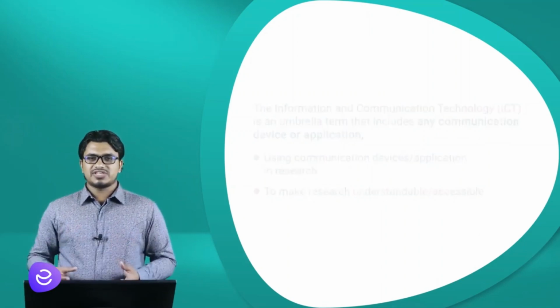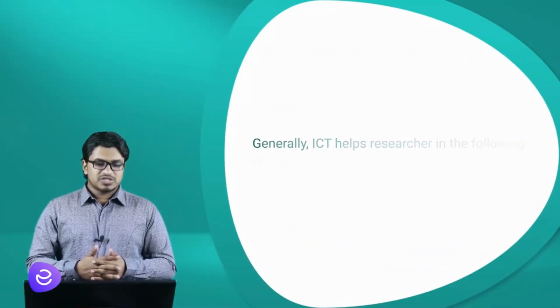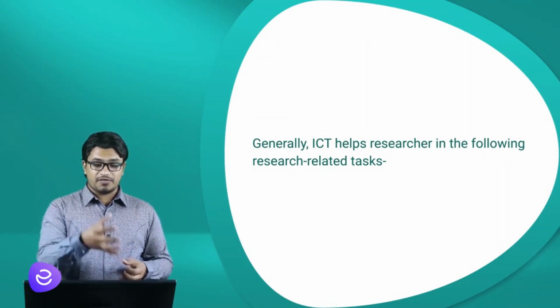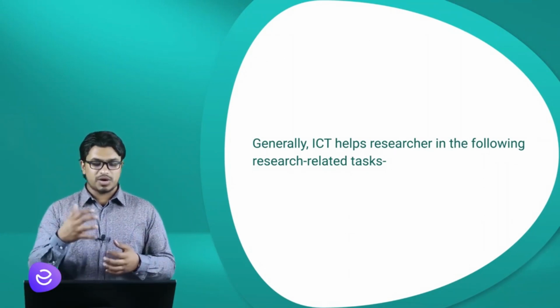So generally in research, as I said earlier, in olden times people mainly used only books. But now along with books, along with libraries, because of the use of the internet, everything is becoming better and better. So generally ICT helps researchers in research related areas in the following ways. I'll tell you one by one.